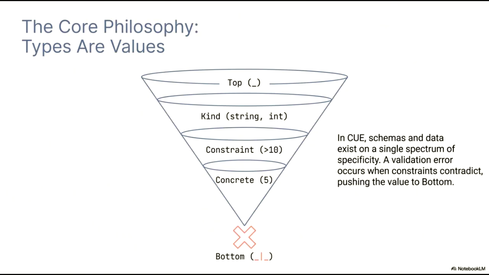In this model, validation is simply the intersection of these values. If two constraints contradict each other, for example, if we require a value to be greater than 10, but then provide the concrete value of 5, the result is pushed to the very tip of the funnel, bottom. Bottom represents an error or an unsatisfiable state, signifying that the combined constraints are logically impossible.